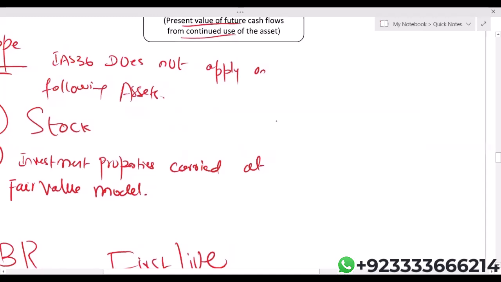Third, assets under IAS 19, that is employee benefits.